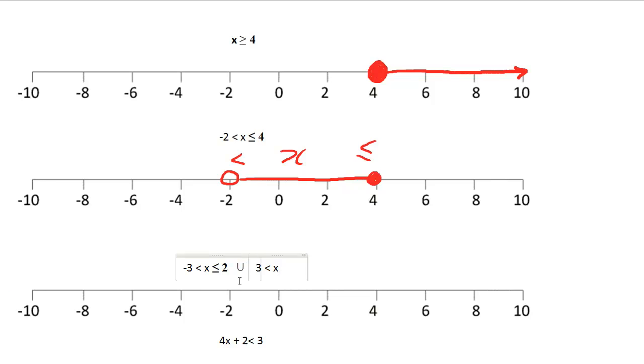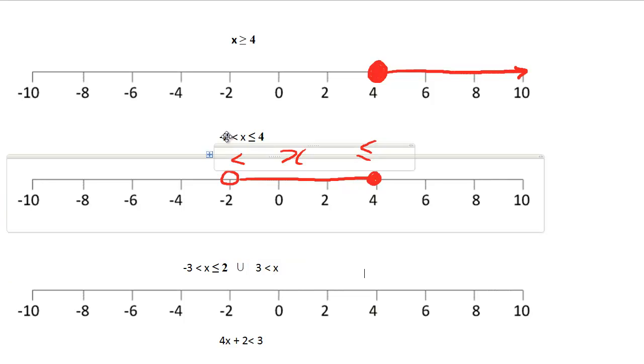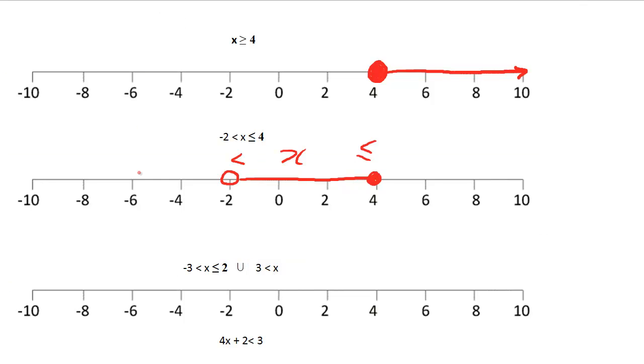Now in this one we've got -3 is less than x is less than or equal to 2, union with 3 is less than x. So let's draw that in. Let's put the -3 in. So -3 is about here. So indicate where -3 is. And we want to be strictly bigger than -3. The x is bigger than the -3. The -3 is less than the x.